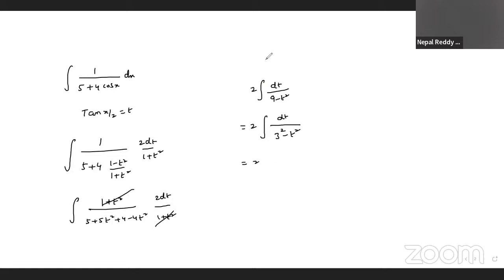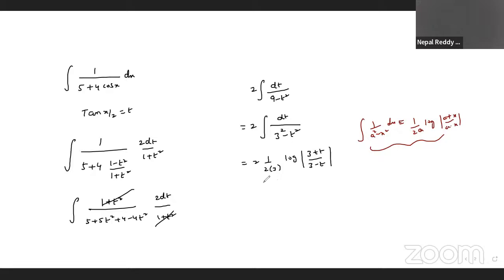It is like integral 1 by a square minus x square dx, where the result is 1 by 2a log modulus of a plus x divided by a minus x. Using this formula, you can write 1 by 2 into 3 log of 3 plus t divided by 3 minus t. 2 gets cancelled and you will get 1 by 3 log of 3 plus tan x by 2 divided by 3 minus tan x by 2 plus c.